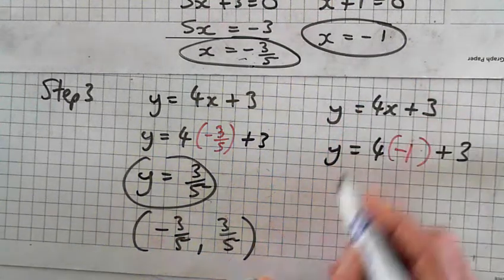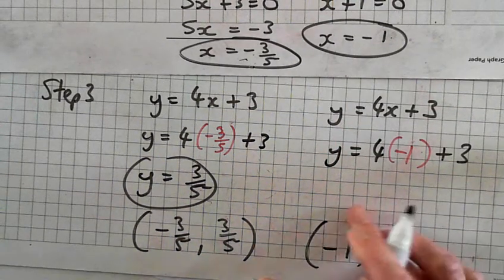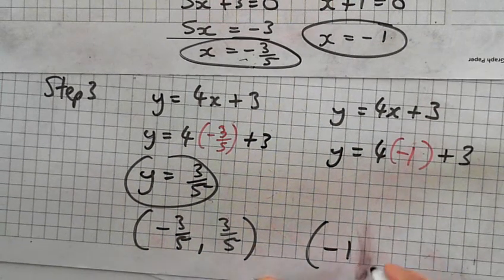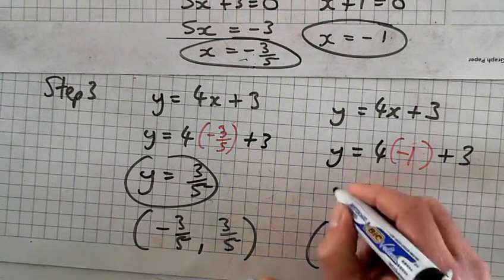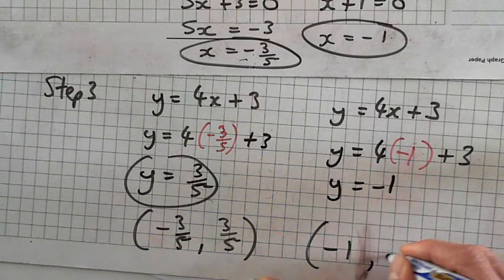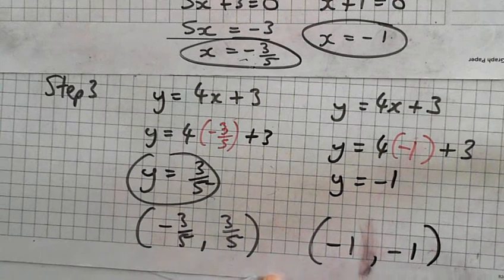Over here, your x value is minus 1. And then your y value is 4 times minus 1, which is minus 4, plus 3. Y is minus 1 as well. There are 2 points.